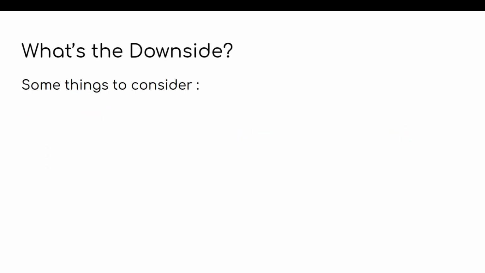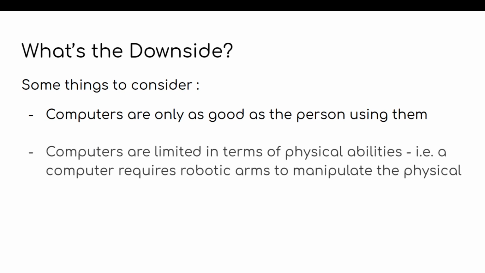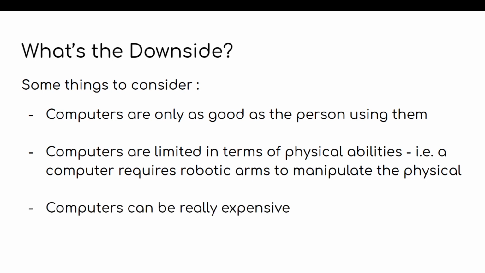But then some things to consider, I wouldn't really call these disadvantages, when it comes to the downside of computing: computers are only as good as the person that's using them. Computers are limited in terms of physical abilities. A computer actually requires robotic arms to manipulate the physical. It needs some kind of input-output peripheral to actually be able to do things. And computers can also be really expensive. You do get some cheap ones and you can buy refurbished computers, but a brand new, modern, powerful computer is going to be really expensive.